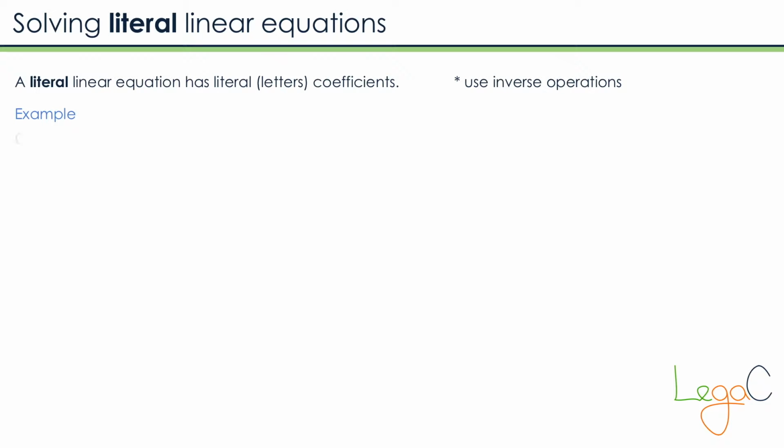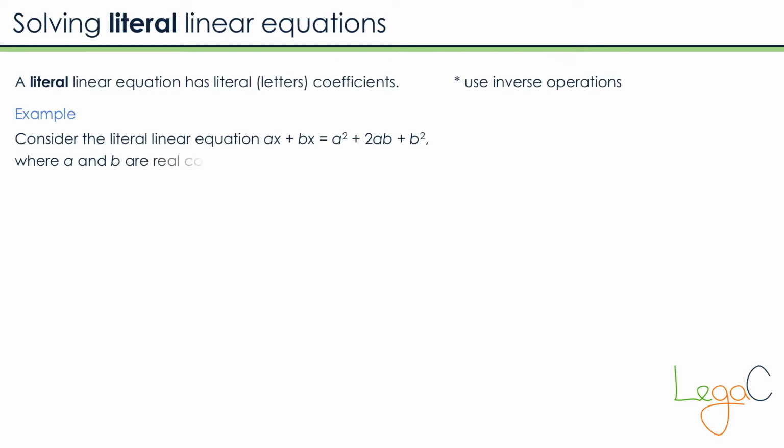Consider the literal linear equation ax plus bx equals a squared plus 2ab plus b squared, where a and b are real constants and a plus b is not equal to 0. I'm going to talk about this condition, a plus b is not equal to 0, later on. We are asked to solve this equation for x, so we have to isolate x.